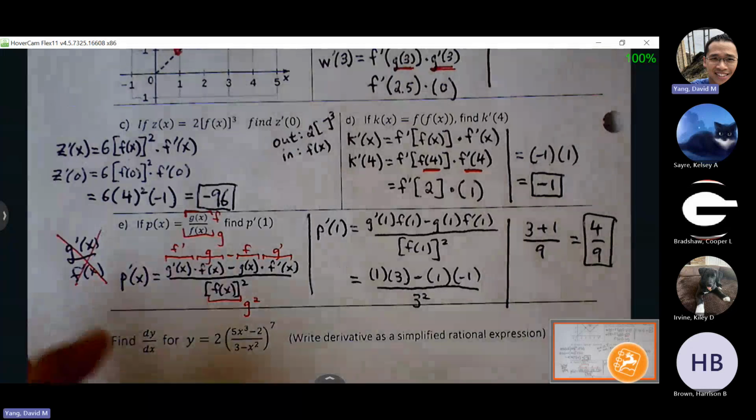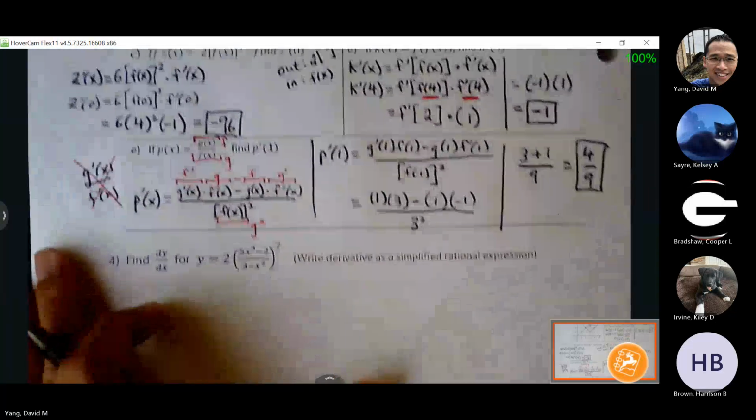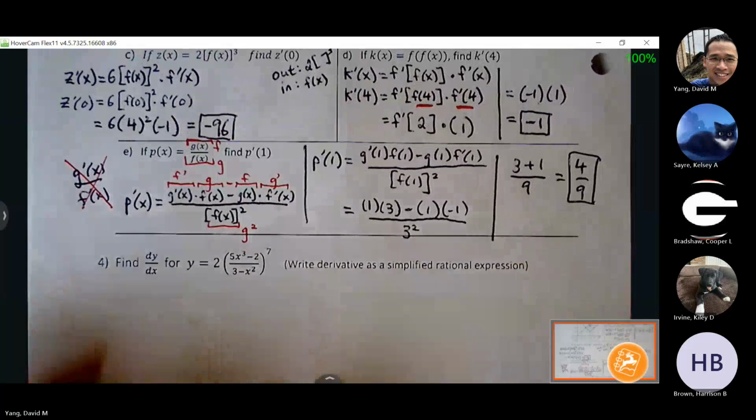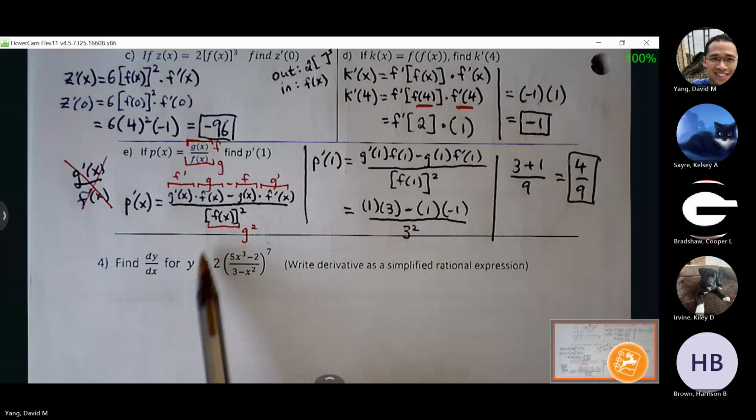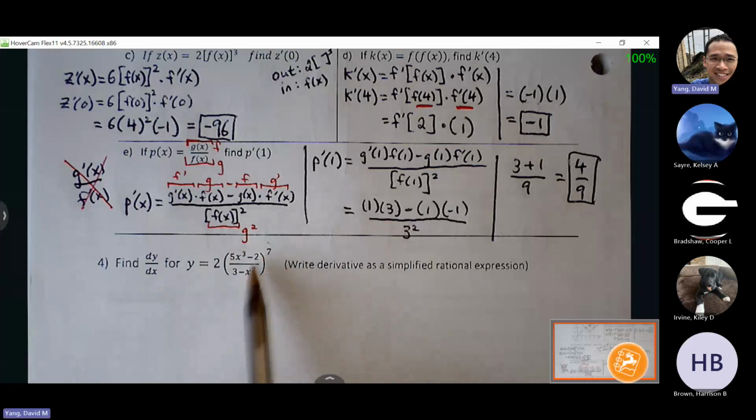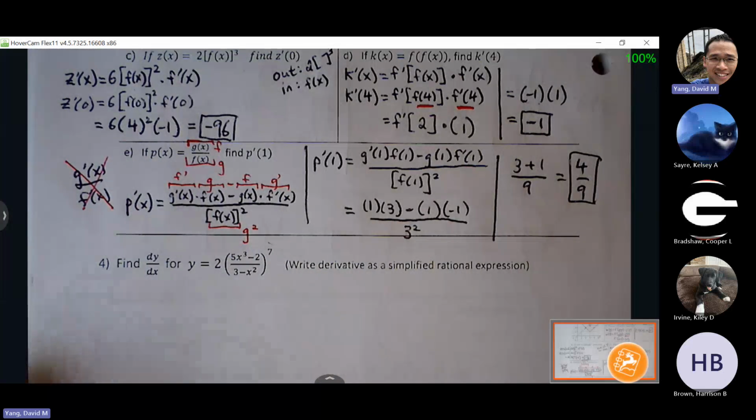All right, number 4. Find the derivative for our function here. What do you see? What's required here to find the derivative? Yeah, quotient. Let's build that outside inside portion, right? Let's identify them.